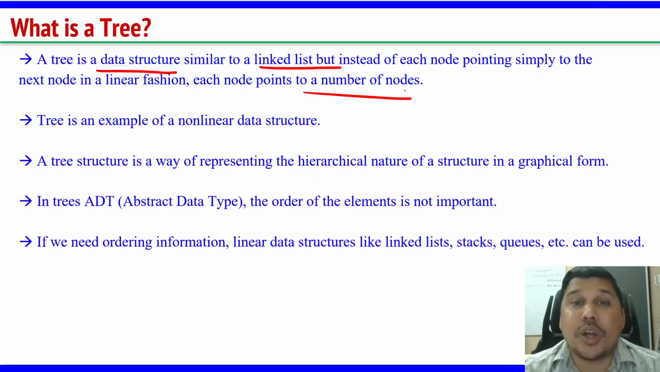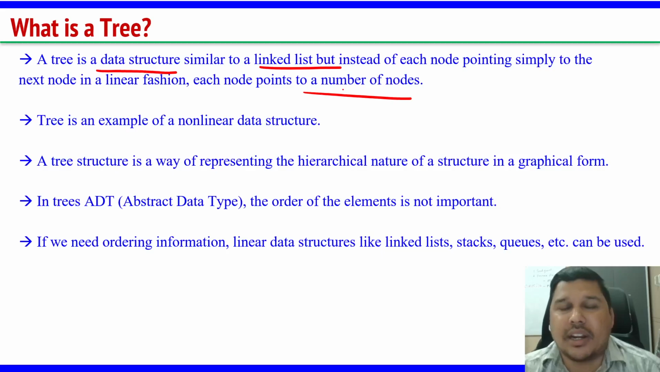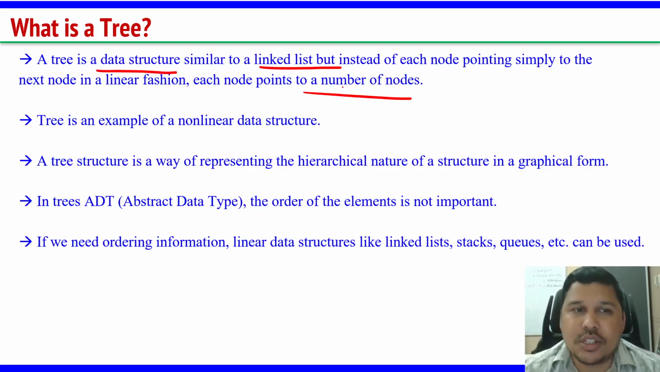Each node points to a number of nodes. It is not linking to one. It is linking to multiple nodes. That is your tree data structure. This is an example of a non-linear data structure.